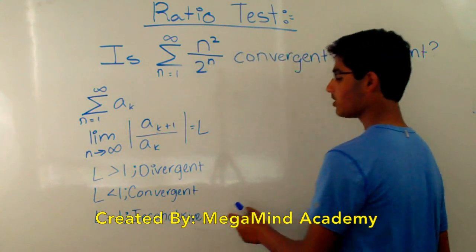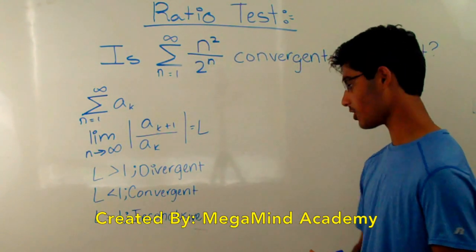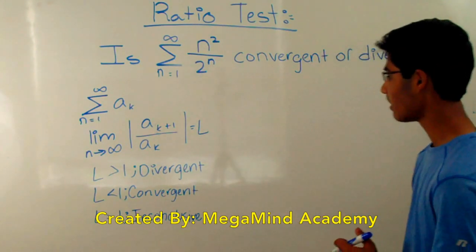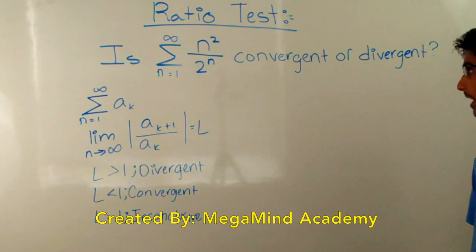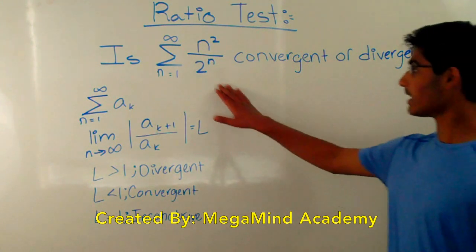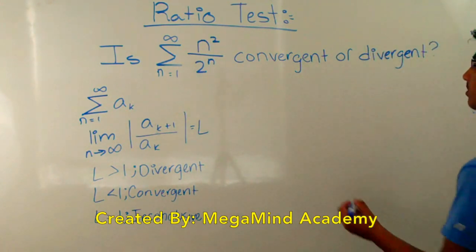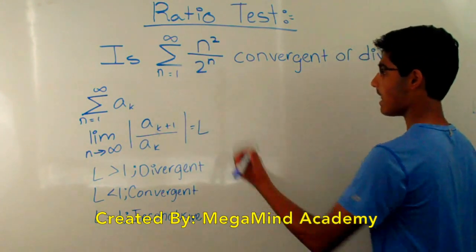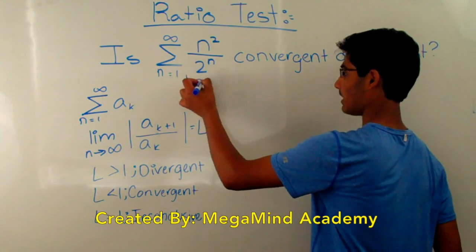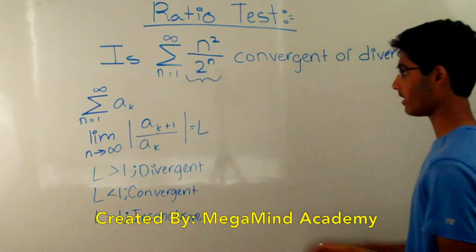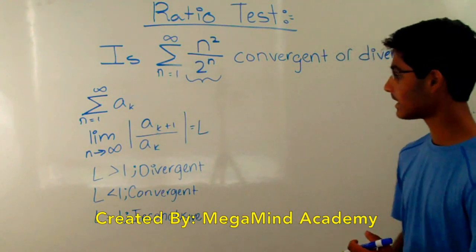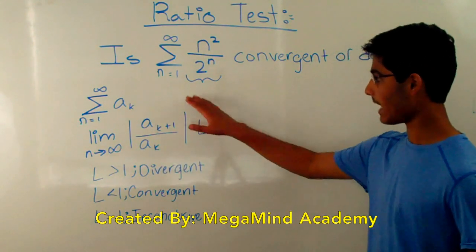And notice that inconclusive does not mean the same thing as divergent. Inconclusive means that you cannot use this test, and the test is basically invalid. So let's apply this to this problem. If this is our sum, that means that we have to find the limit of the absolute value of this, which would be a sub k, as n approaches infinity.